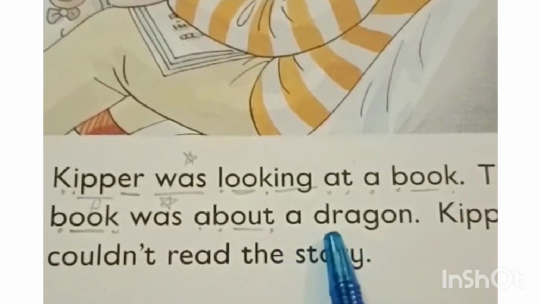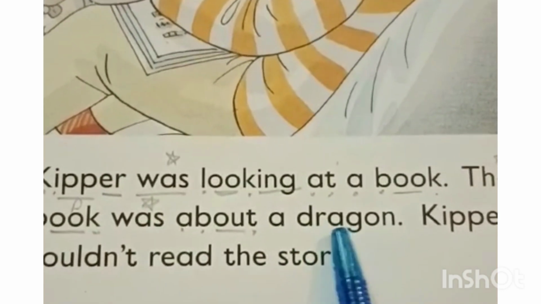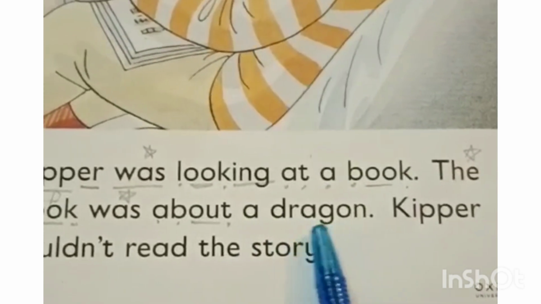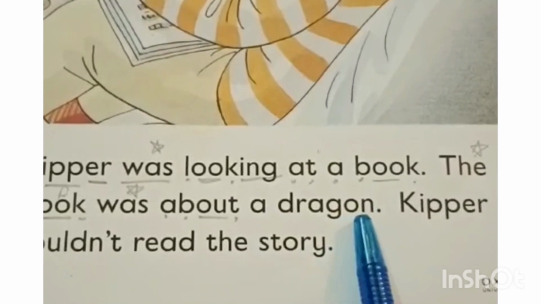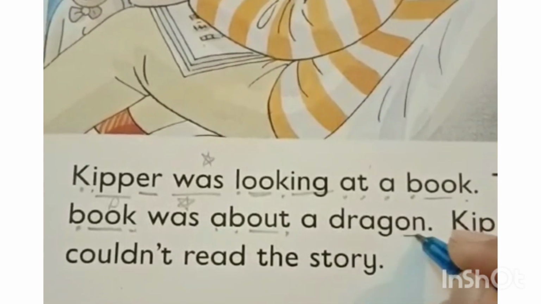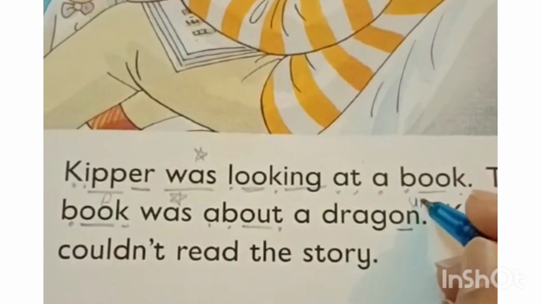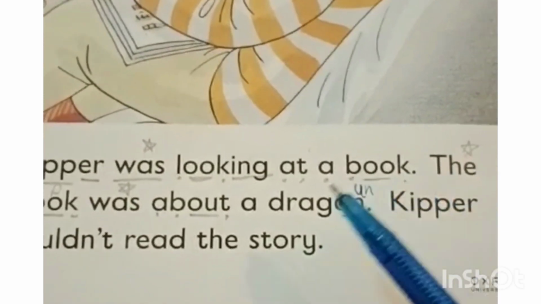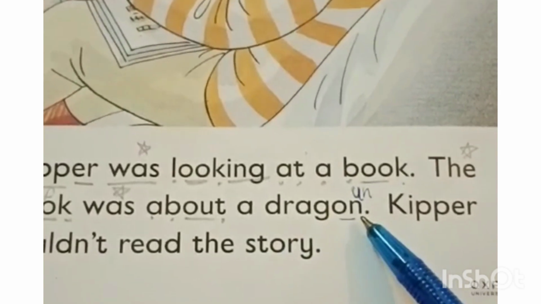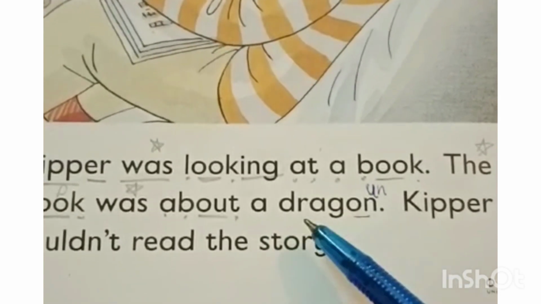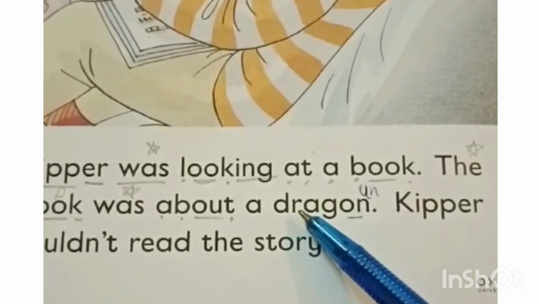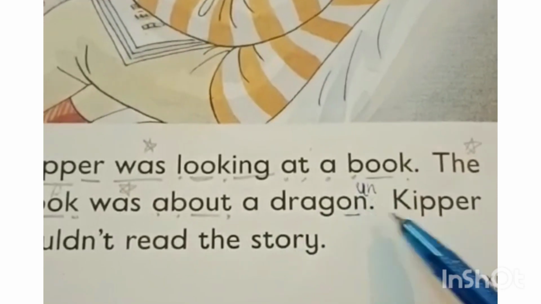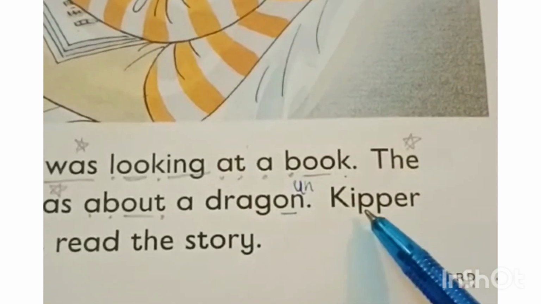A. D. R. A. Dra. D, R, A, drag. G, drag. O and N is making the sound of un. Un, un. As we have the sound of U as a, so it is making the sound of un at the end. Dragon. D, R, A, drag. Dragon.